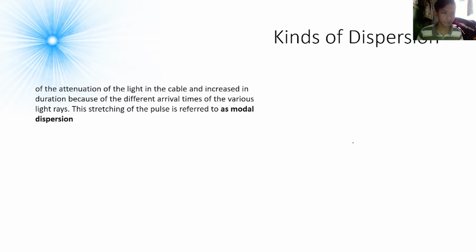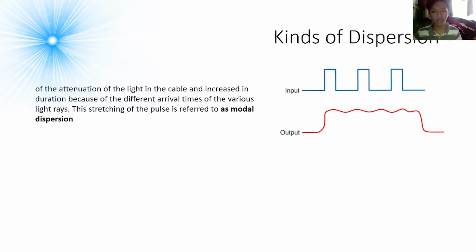Okay, kinds of dispersion. There are lots of dispersion, and we should be able to account for these kinds of dispersion. The first one is the attenuation of the light in the cable, increased in duration because of different arrival times of various light rays. This stretching of the pulse is referred to as modal dispersion. This is what we saw in the previous slide.